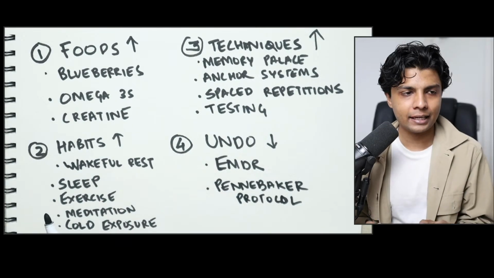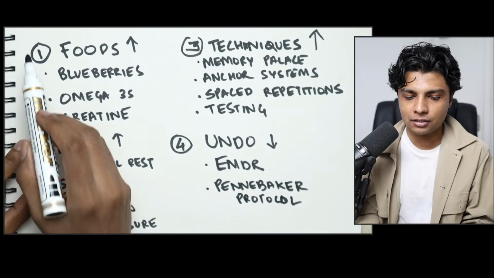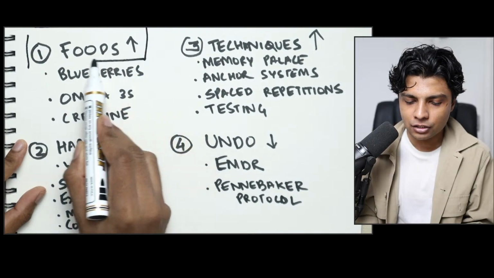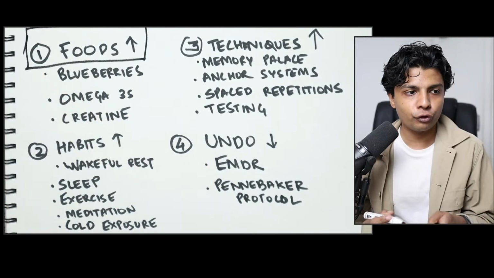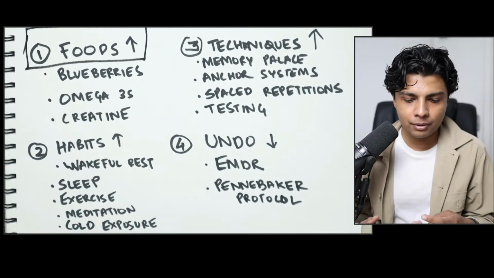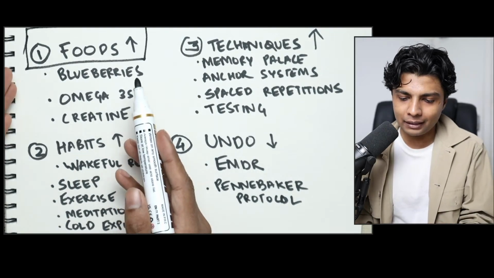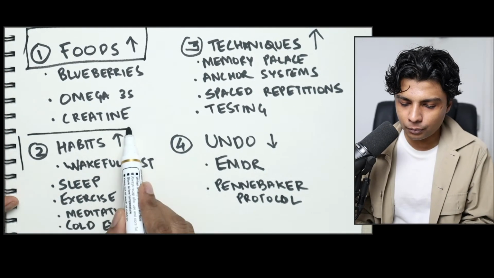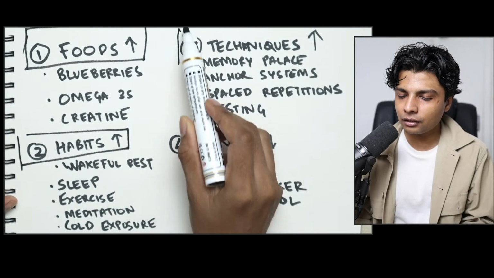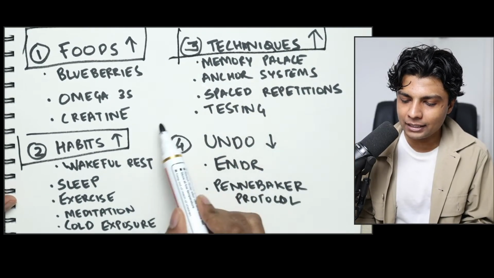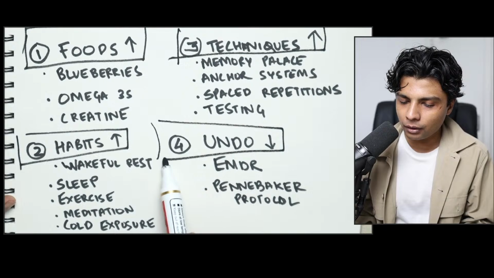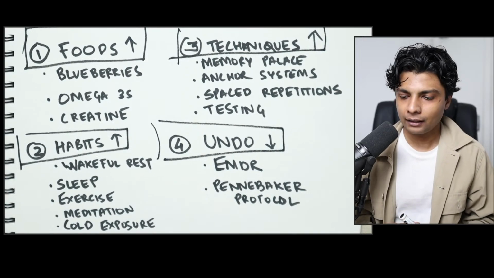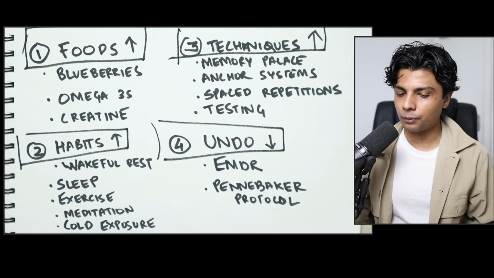I hope you're excited to learn about the evidence, the science. So we're going to talk about four sections, four broader categories to enhance memory and learning. The first one would be the category of food. The second one would be the category of habits. The third one would be the category of techniques. And the fourth one would be, how do you undo memories? How do you lose things that you do not want?